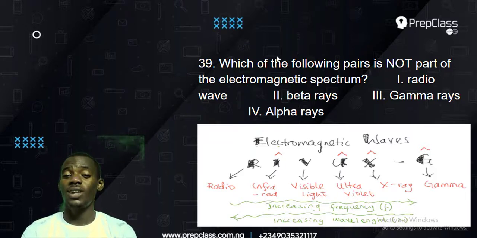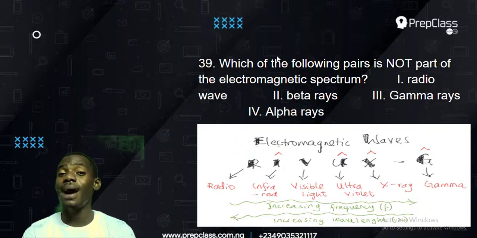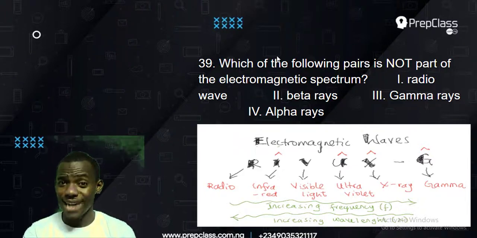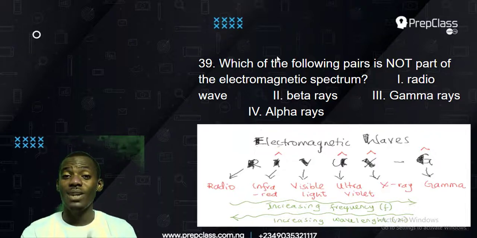You should know that now. Which one is not there? Beta is not there on the list. Alpha is not on the list. So those two are out. The ones that are there are radio wave and gamma ray. And that means options 1 and 3 are the correct answer, right? So that's the correct answer to that question.